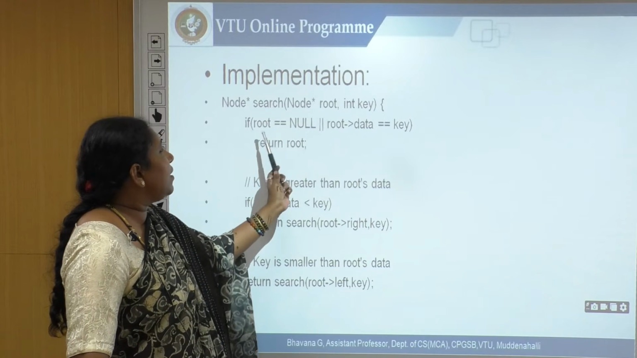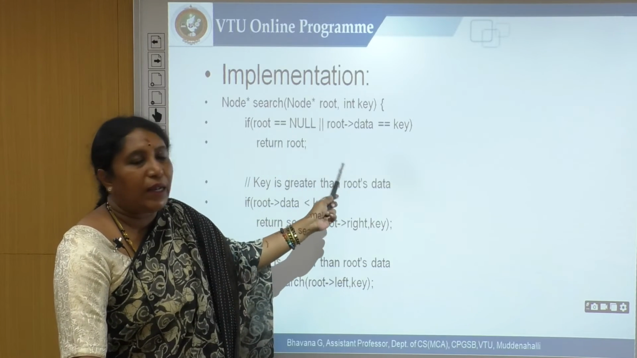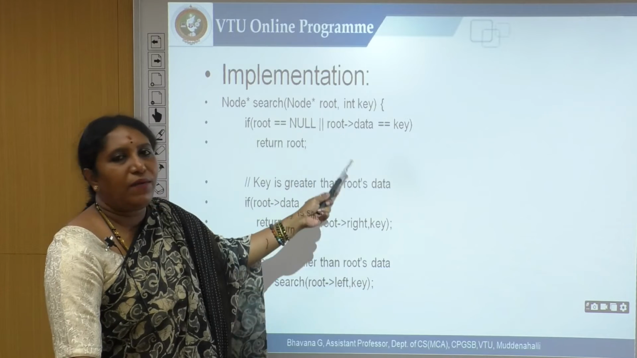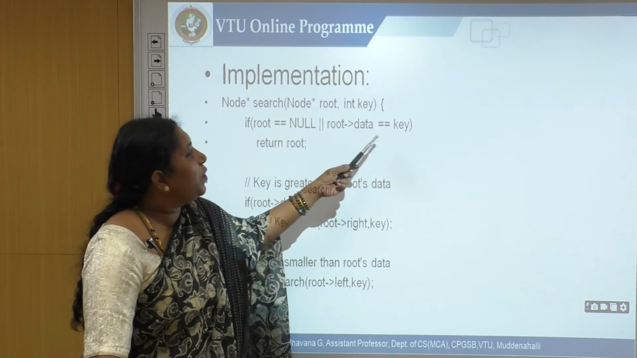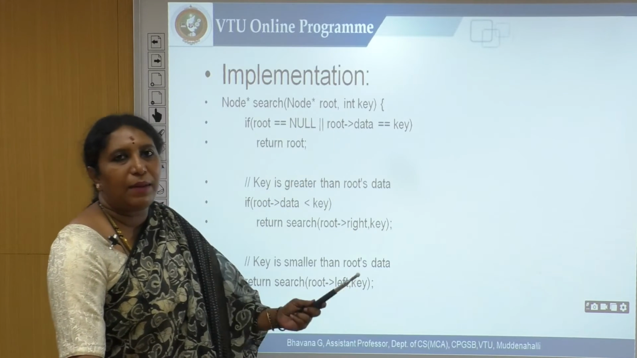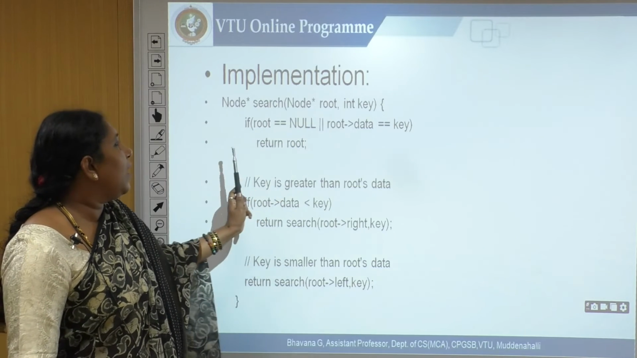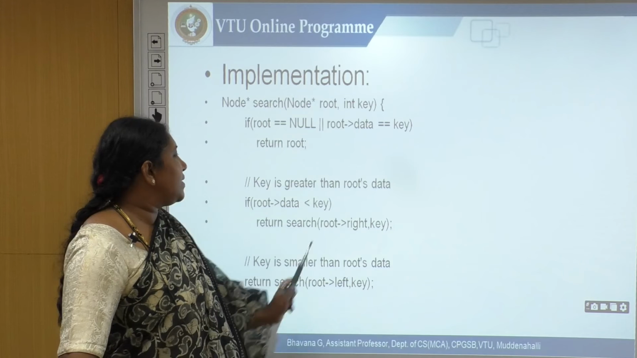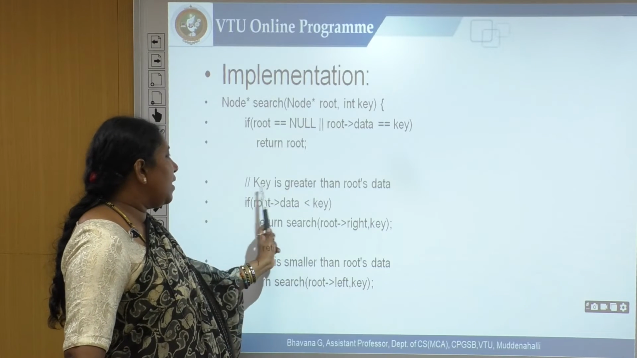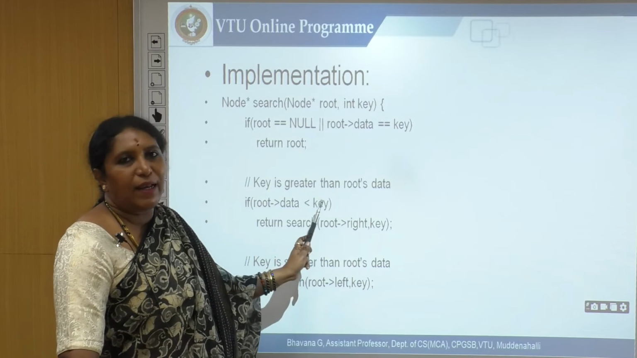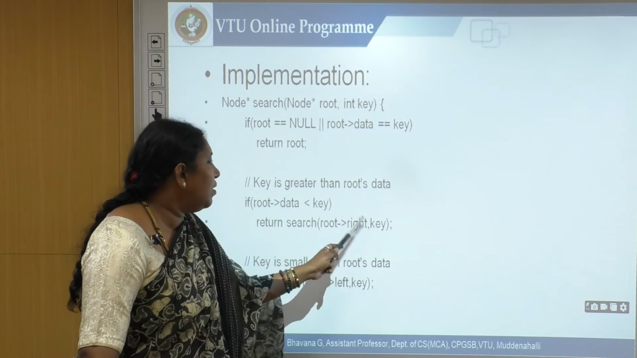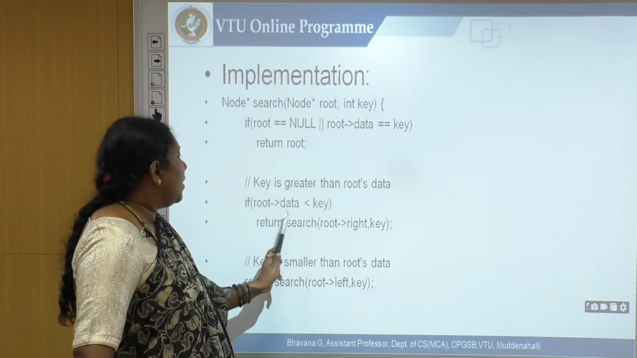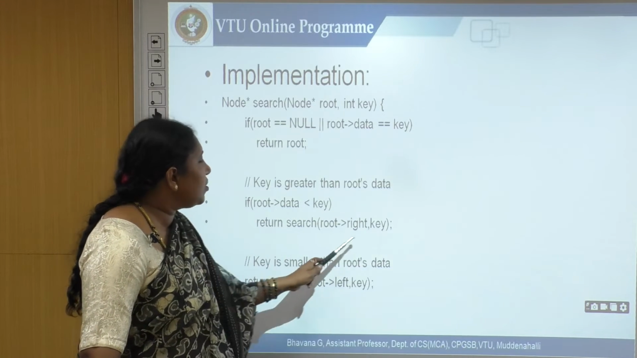Then I am checking the condition: if root is equal to null, or if the data I am searching is equal to key, whichever element is in the root is equal to key, I am going to return the root. If key is greater than the root's data, so whatever data is in the root which is less than the key element, I am going to search in the, sorry, this is actually, if it is less than key, I am going to search in the left part.